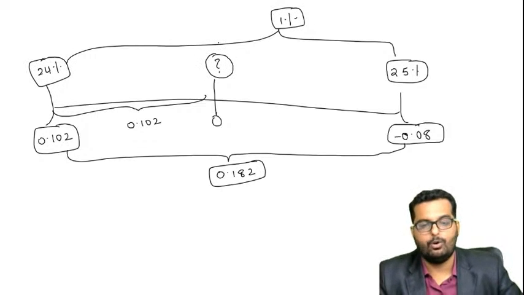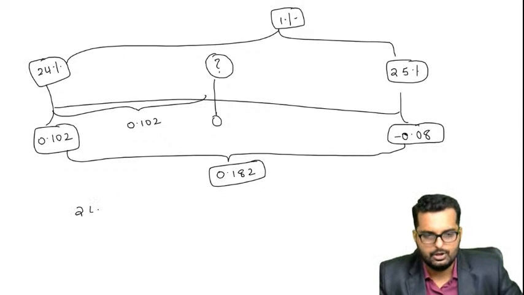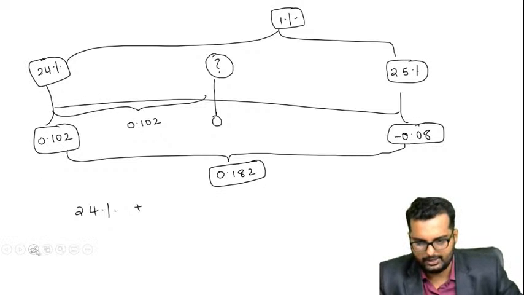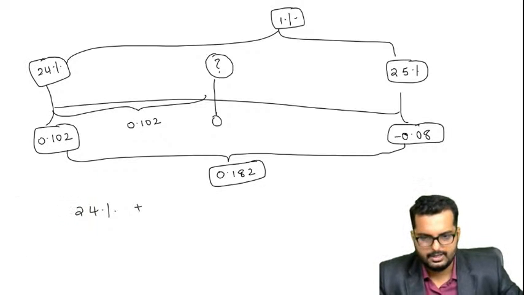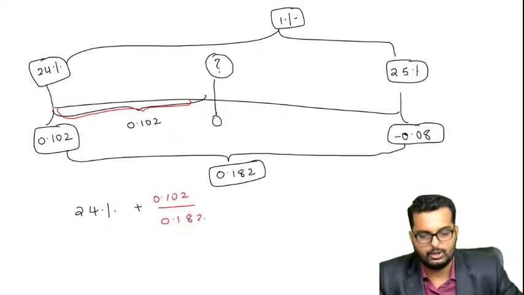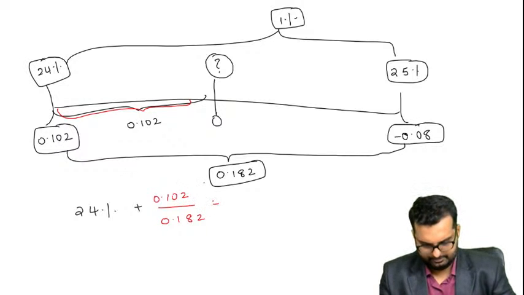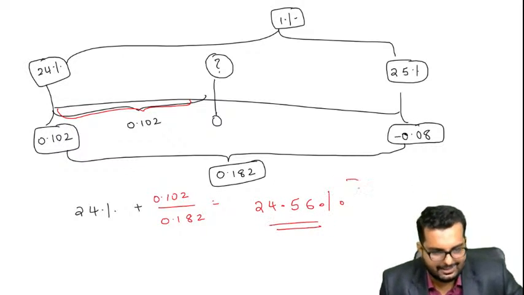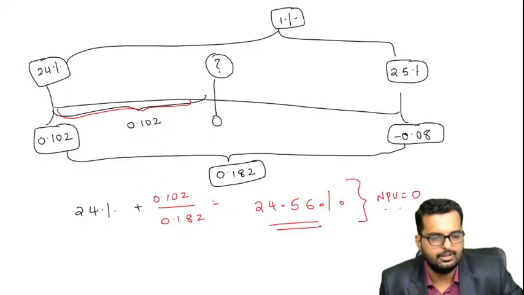I want to know what will be the discount factor over here. So for this purpose, I will use the formula: 24% plus the change from here till here. Change from here till here is what I am worried about. That is 0.102 divided by 0.182. So the total change is 0.182, I take only this proportion. I'll get the answer as 24.56%. At this rate, my NPV becomes 0.